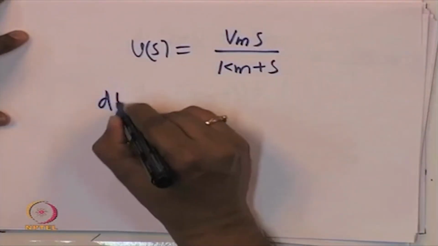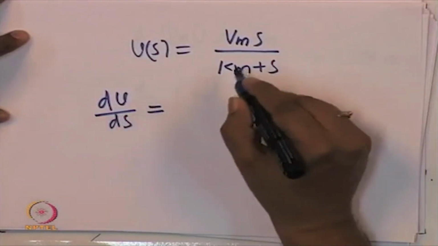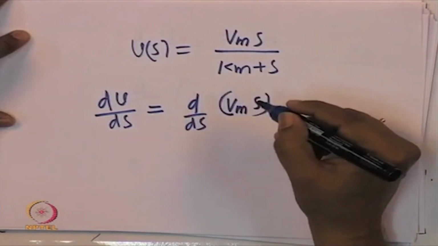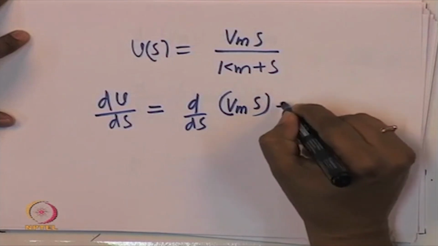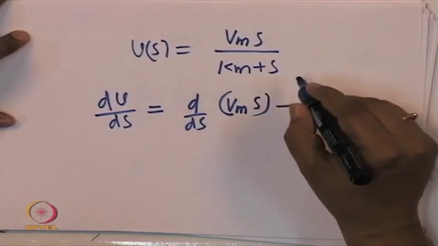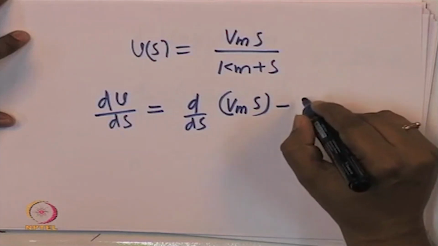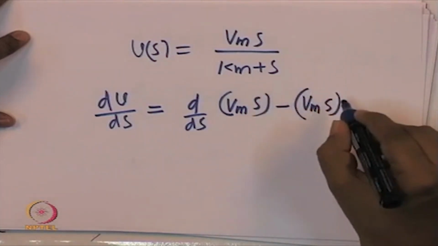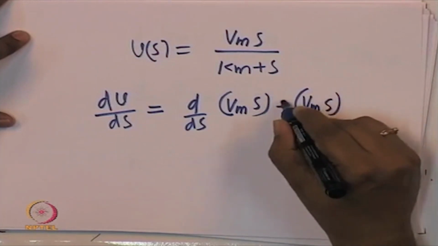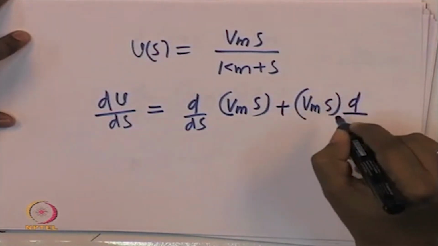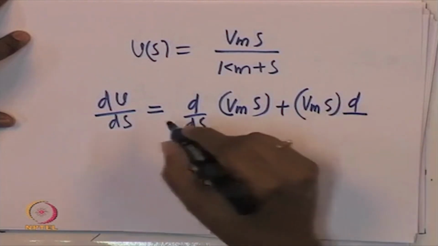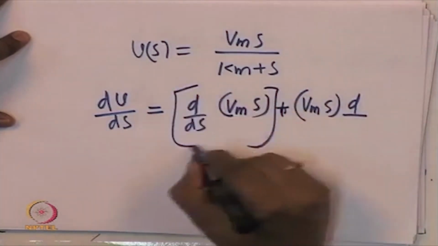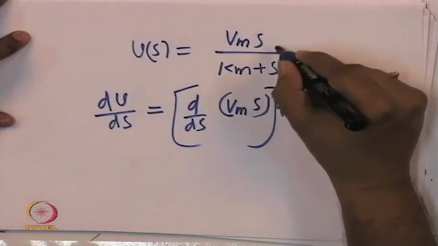So, let us find the derivative, which is dv by ds, which is basically d by ds of the numerator, which is Vms, plus, so minus, and you have Vms into derivative of, so actually you have plus Vms into derivative of... let us apply the u by v rule. This is like u and v, this is like the u by v rule.